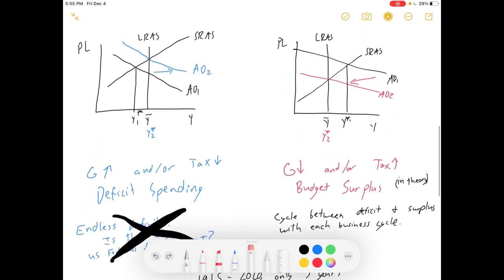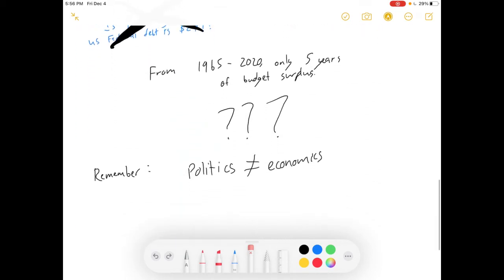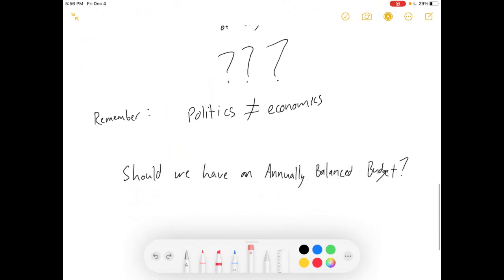Politicians are more prone to do the left side, expansionary policy, because it makes their voters happy. It makes their voters feel rich. They're less likely to do contractionary policy because even though it's responsible during inflationary gaps, it's not popular because it makes people less rich. And that's how you get 5 years of surplus out of the last 55.